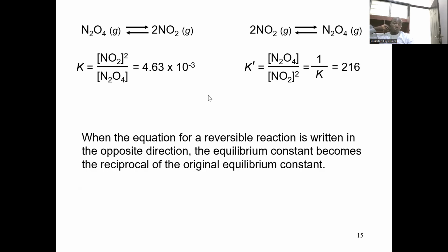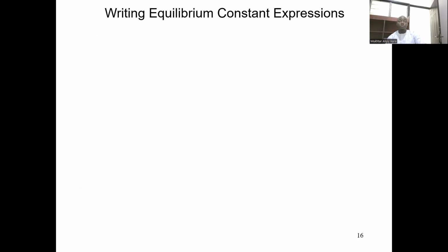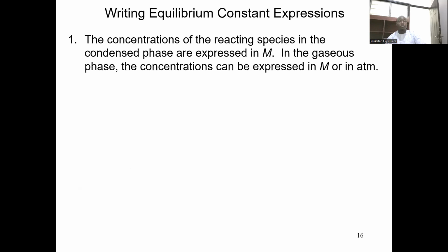So when the equation for a reversible reaction is written in the opposite direction, the equilibrium constant becomes the reciprocal of the original equilibrium constant. You should know this. That is what happened here. So write the equilibrium constant expression.